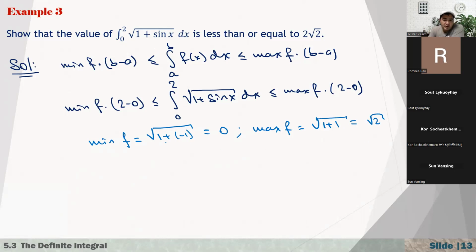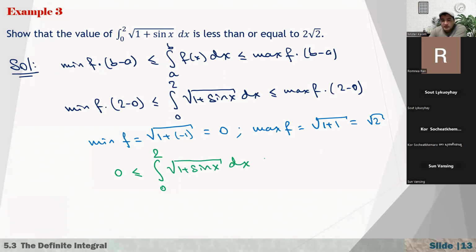Now, if we substitute these values into this inequality, then we get the following. The minimum value of f is 0, and 0 times 2 is 0. Less than or equal to the integral from 0 to 2 of the square root of 1 plus sine of x.